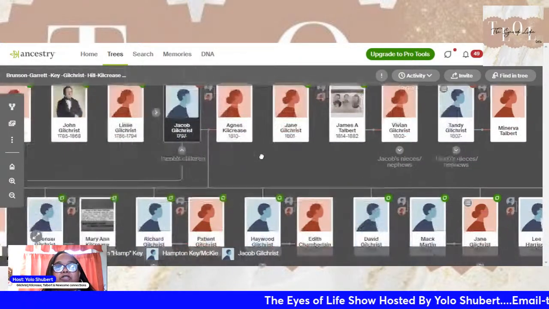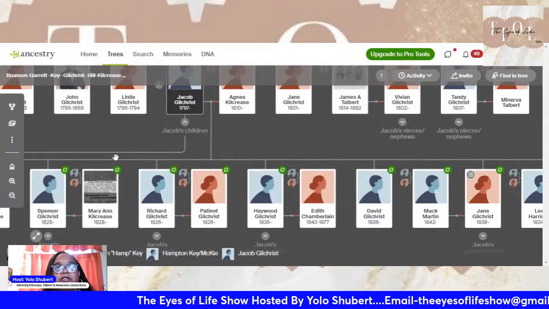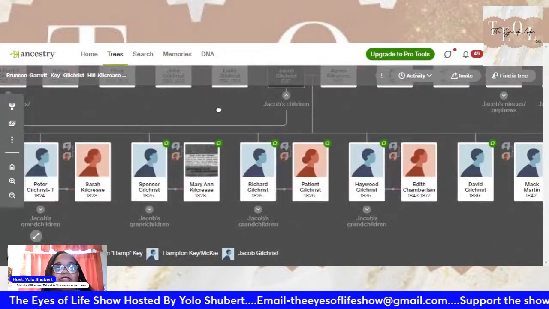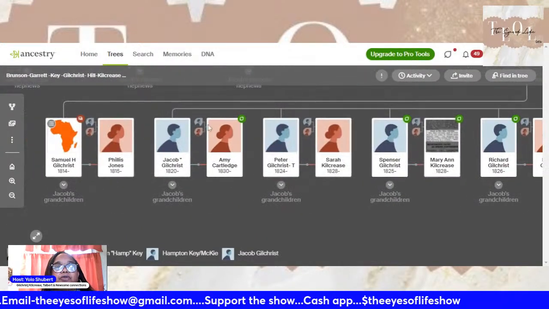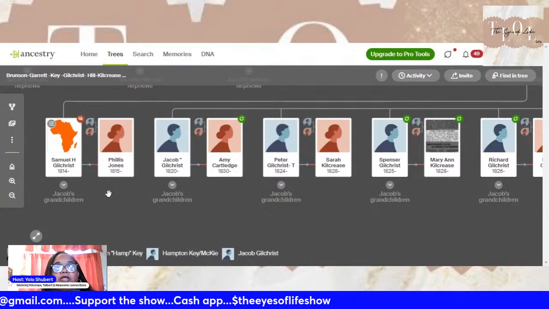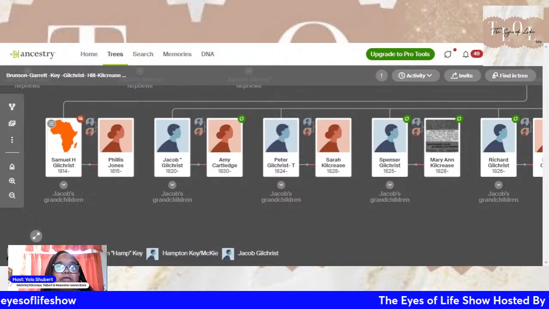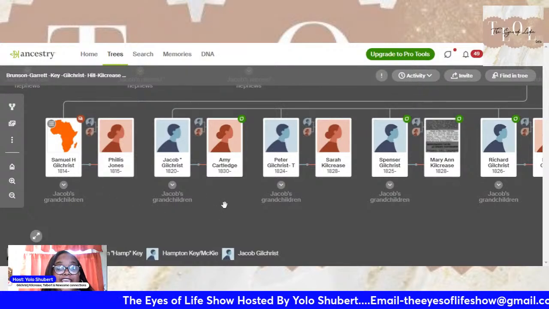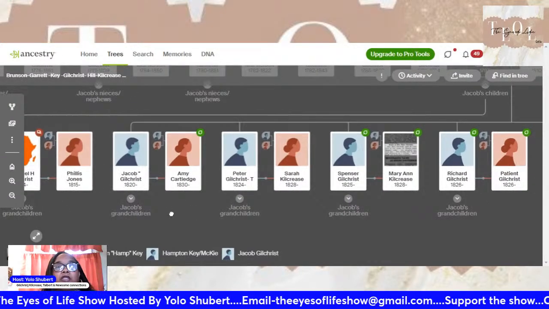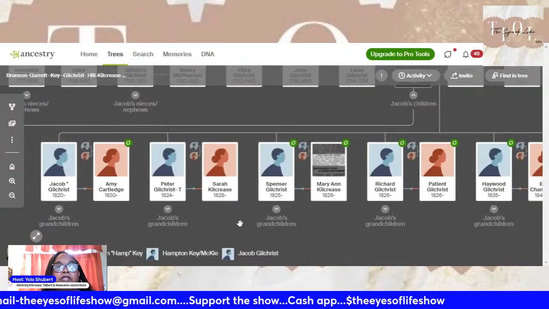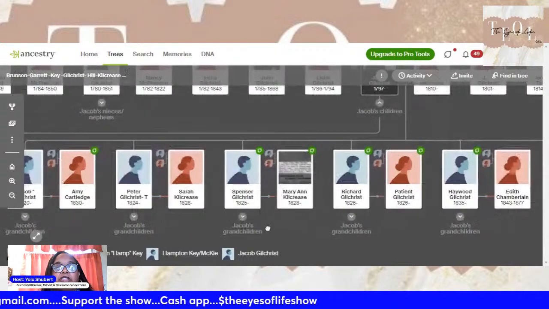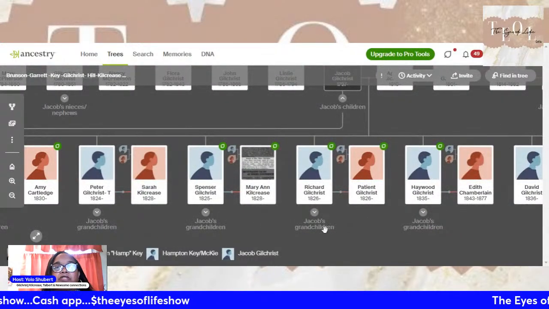So when I start looking at how they connect, I want to take a look at Jacob's children. Okay, so these are all Jacob's children and their wives. Samuel was the oldest child. We're trying to find out exactly who Samuel's mother was, but he was raised up in a household with Jacob and his wife Agnes. And then Agnes and Jacob's first child is Jacob. He married the cartilage. And then here's Peter. He married Sarah.